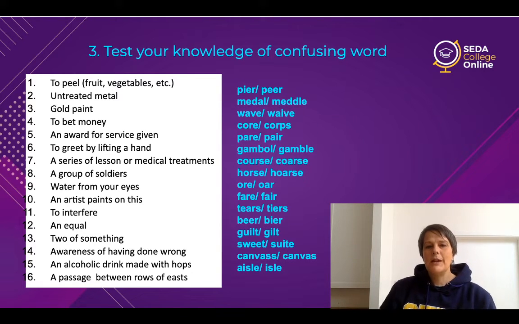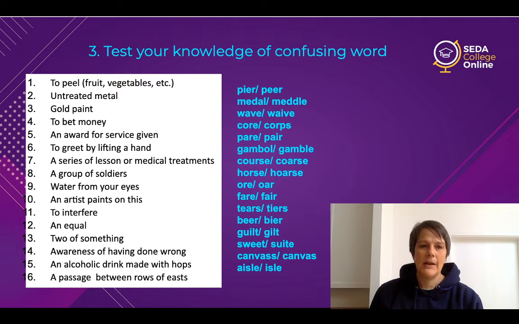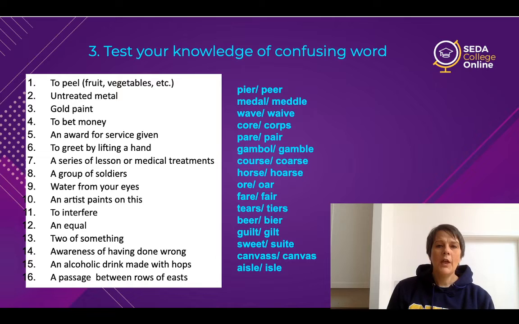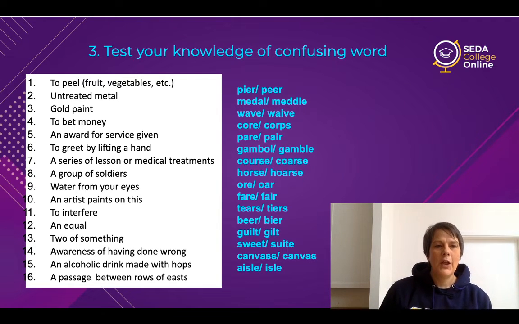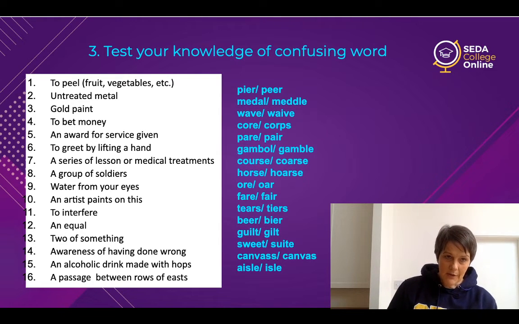So that's really pretty frustrating, isn't it? Because those words are absolutely not connected to each other in meaning, and yet they're all identical in pronunciation. So the challenge here is to choose the right word and choose the right spelling of it. So to peel your fruit, what's that word? Untreated metal, like the metal that comes out of the ground.